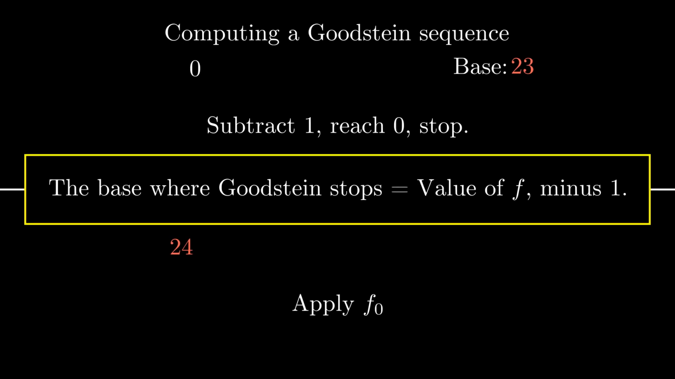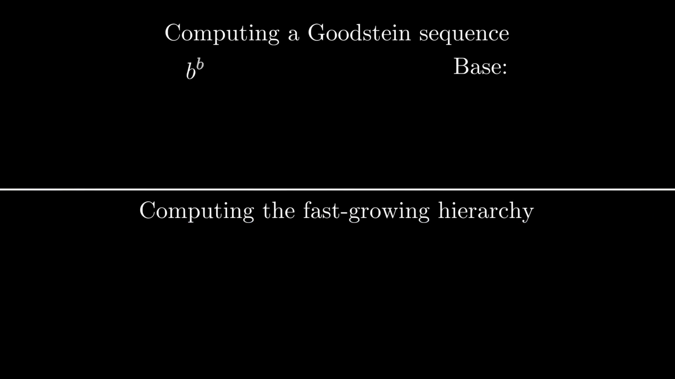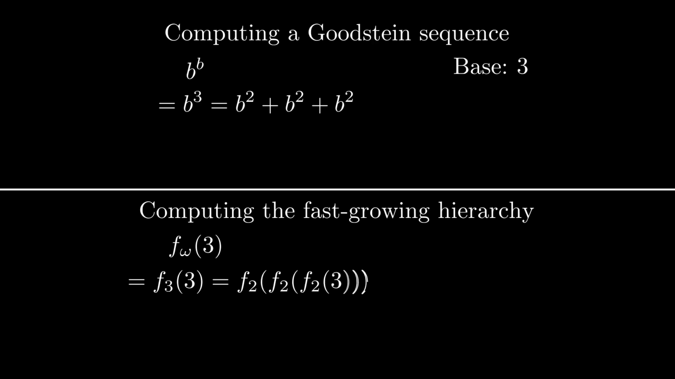We didn't see what happens if the original term had a b to the b. Say we start at 3 to the 3 at base 3. When we try to simplify it, we have to decrease the exponent, so we change it from b to the b to b to the 3, and then simplify as before. On the bottom, this corresponds to f omega. F omega of 3 by definition simplifies to f3 of 3. Any b's in the exponent above become omegas in the functions below.